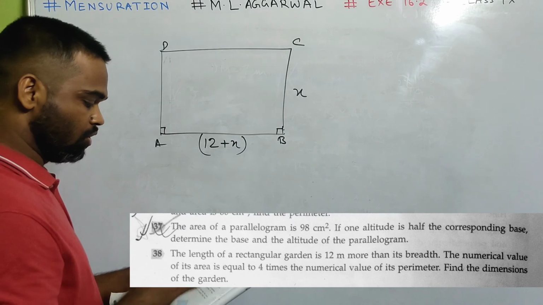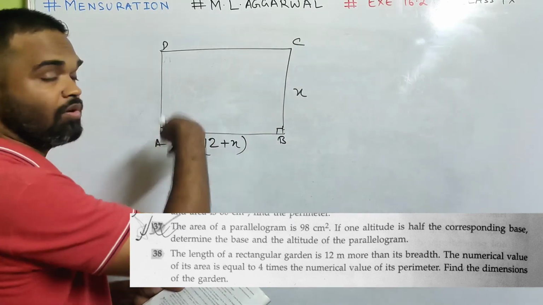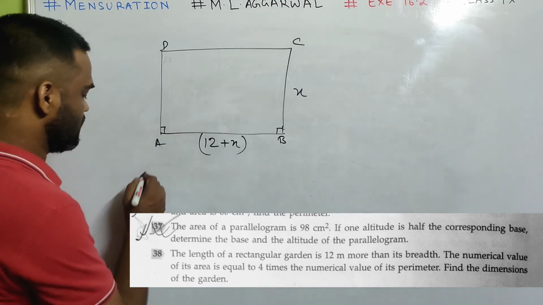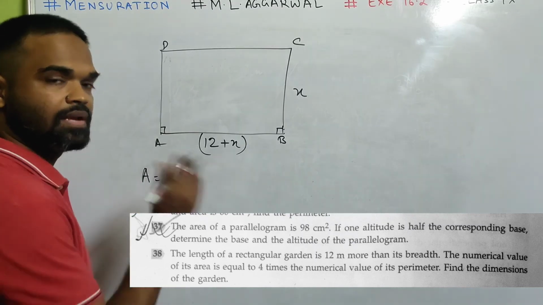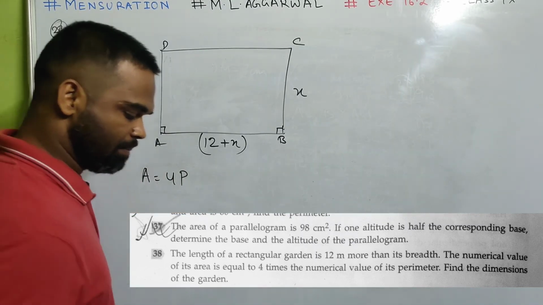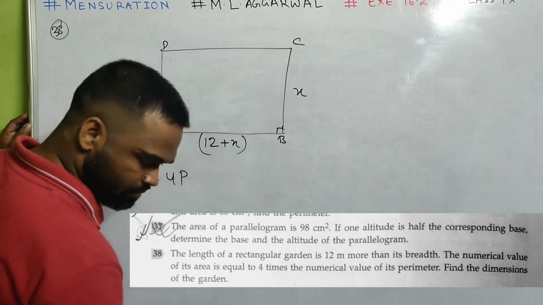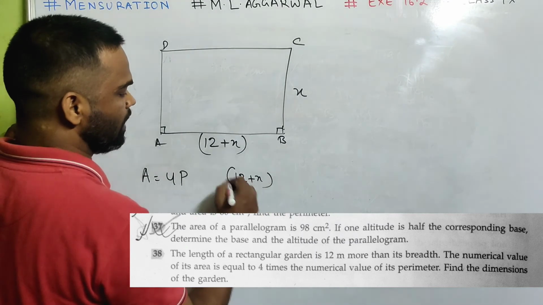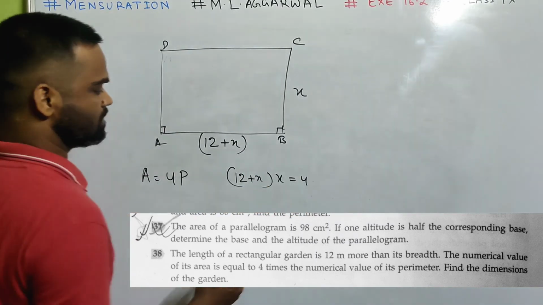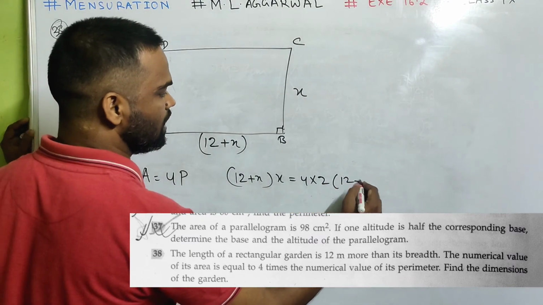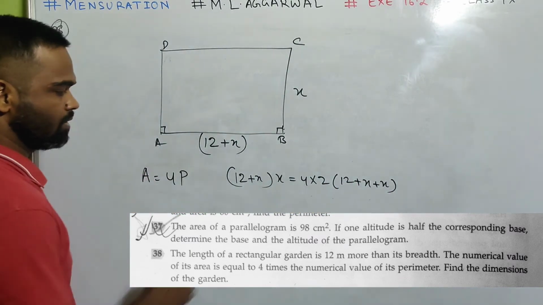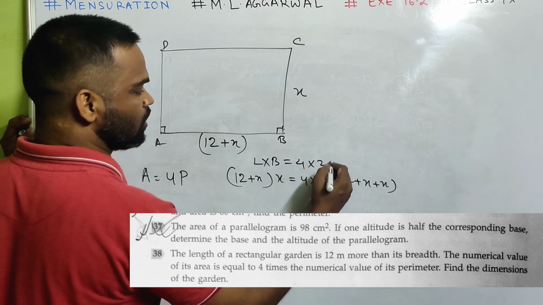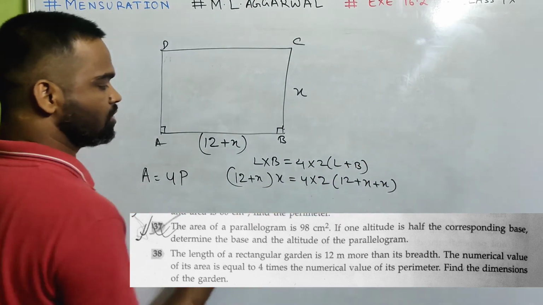Now what they have given, the numerical value of its area is equal to 4 times the numerical value of its perimeter. Area is 4 times the perimeter. They have given this relation. Find the dimensions of the garden. Very easy. Area is what? Length multiplied by breadth is equal to 4 times perimeter. Perimeter is what? Twice length plus breadth. Yes or no? Area is length multiplied by breadth, 4 times perimeter. Perimeter is twice L plus B. I've just substituted the value.